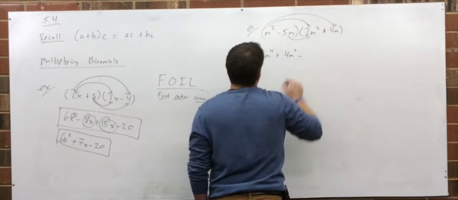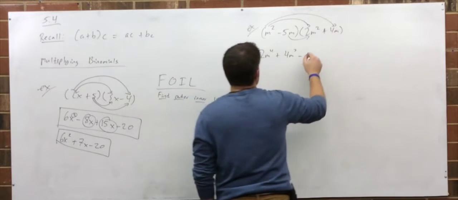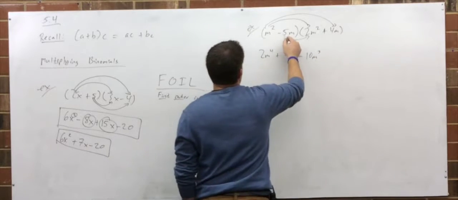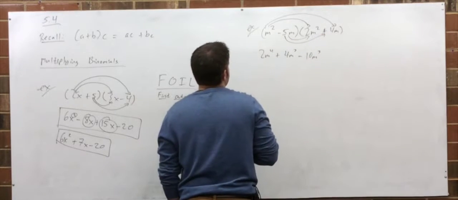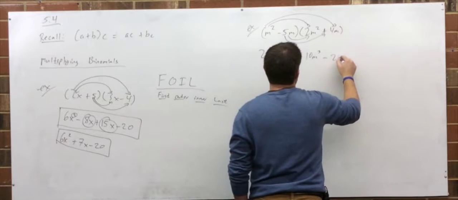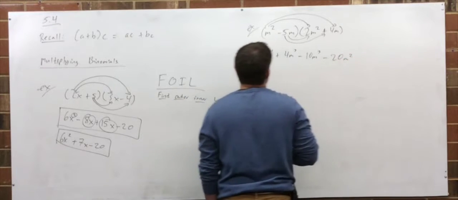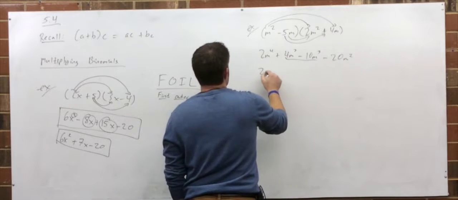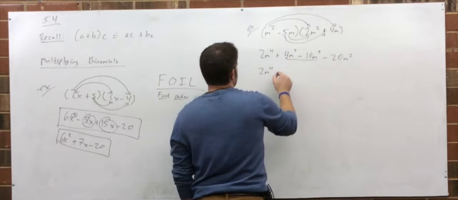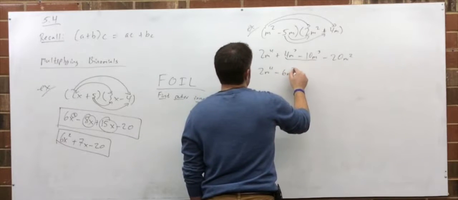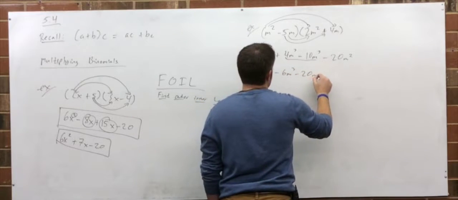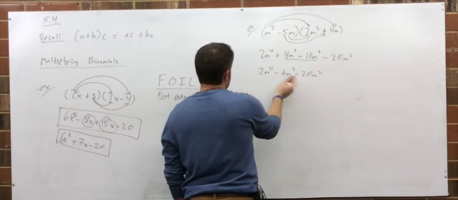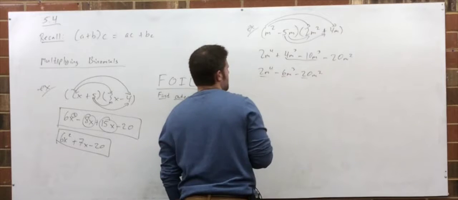The inner is a negative 5m times 2m squared, so we get a negative 10m cubed. And the last is a negative 5m times a positive 4m, which is a negative 20m squared. So again, we can simplify the middle term, and our final answer is 2m to the fourth minus 6m cubed minus 20m squared. We can simplify this a bit more by taking out a greatest common factor of each term.